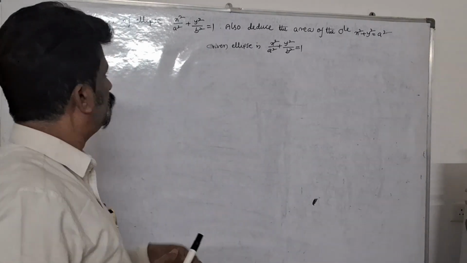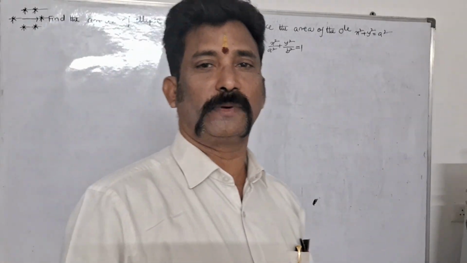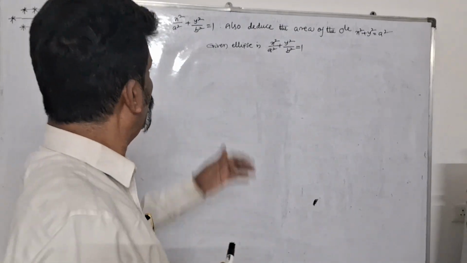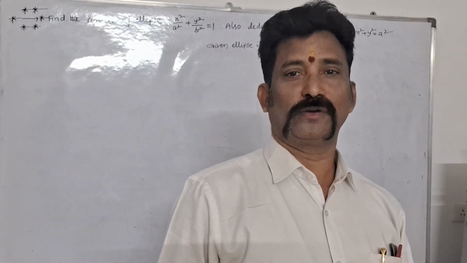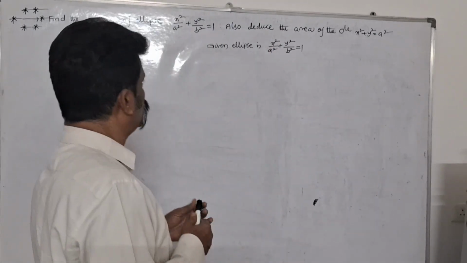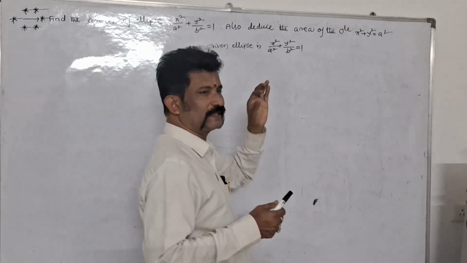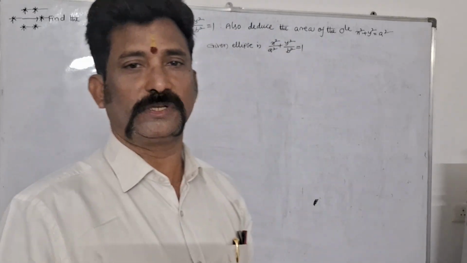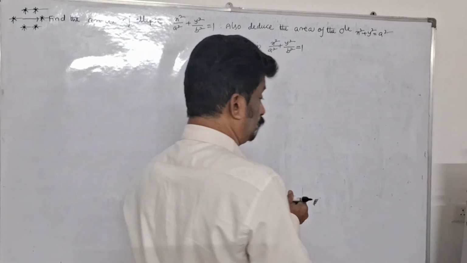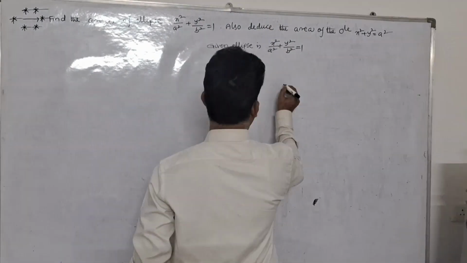Okay, find the area of the ellipse x square by a square plus y square by b square equal to 1, and also deduce the area of the circle x square plus y square equal to a square. So the given ellipse is the standard equation of the ellipse, x square by a square plus y square by b square equal to 1. So first, the diagram. Look at this.